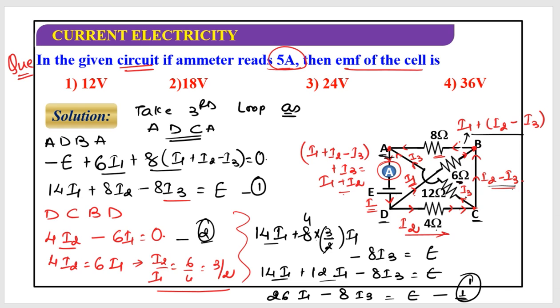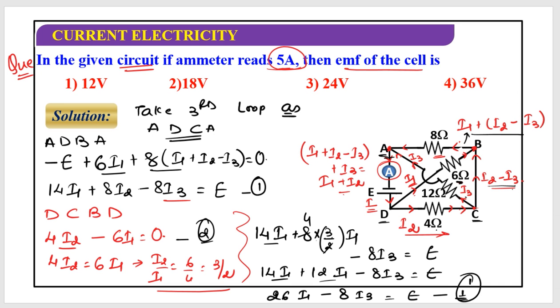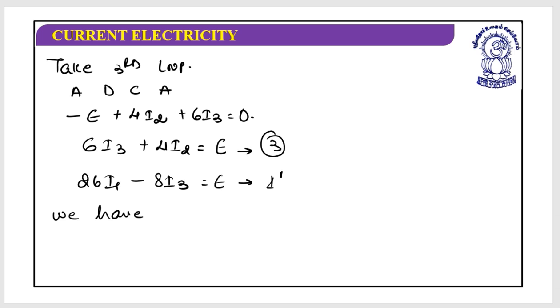We already have one more relation, that is 26I1 minus 8I3 equals E. This was relation number 1 dash. And we have a relation of I1 and I2 as well: I2 equals 3 by 2 I1.